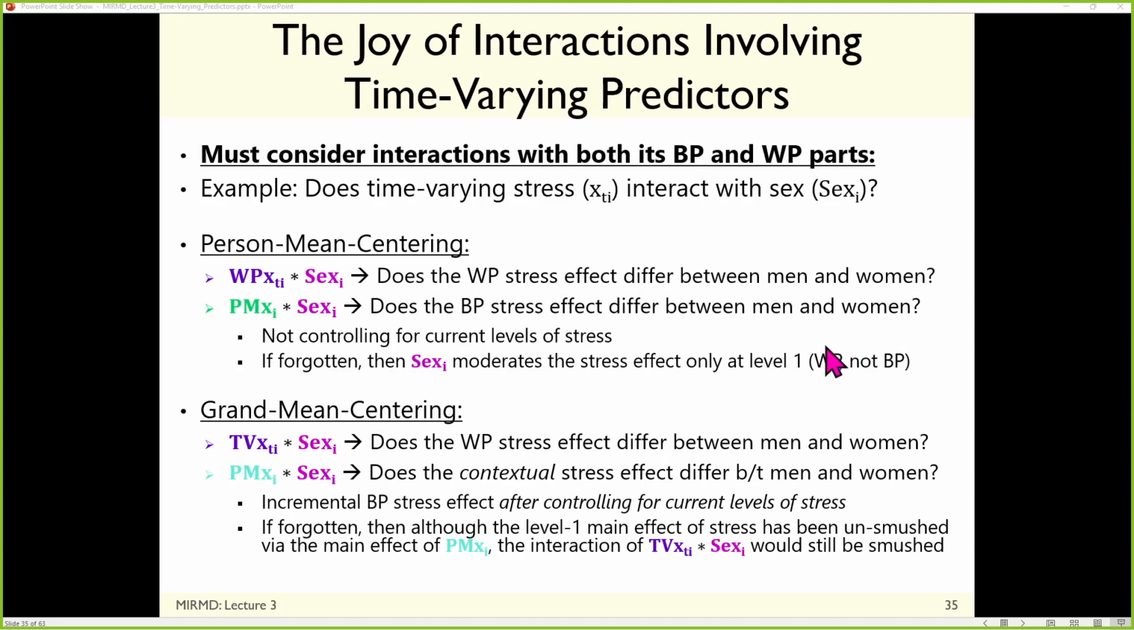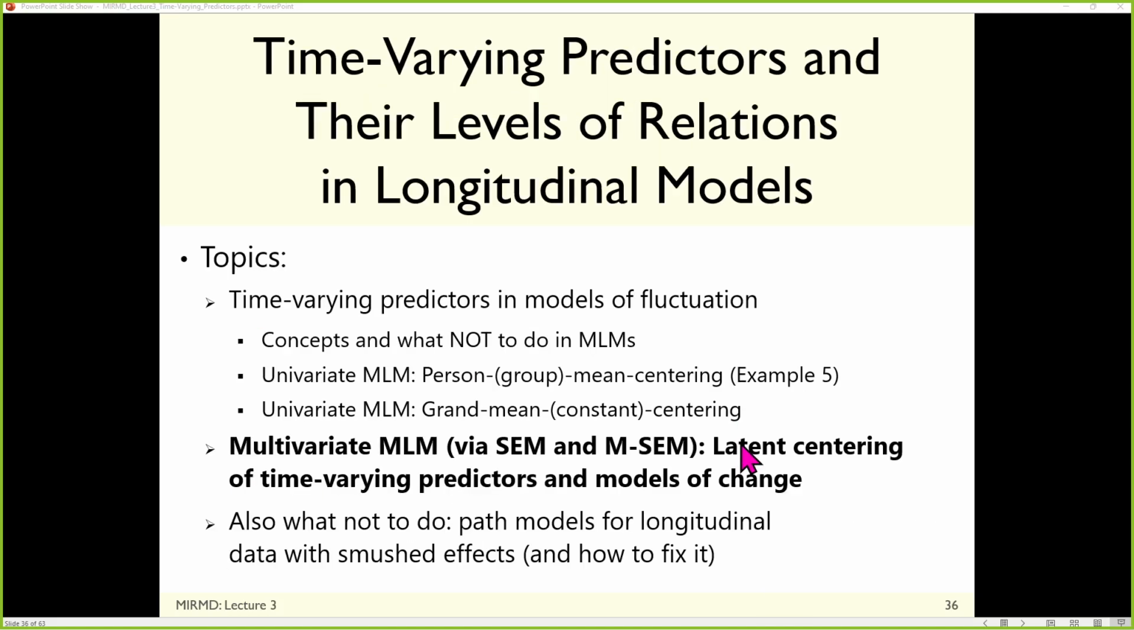Oh yeah, don't smush interaction terms either. That's what this slide says. So any interactions among time-varying predictors, you have to unsmush those as well. It gets very complicated.